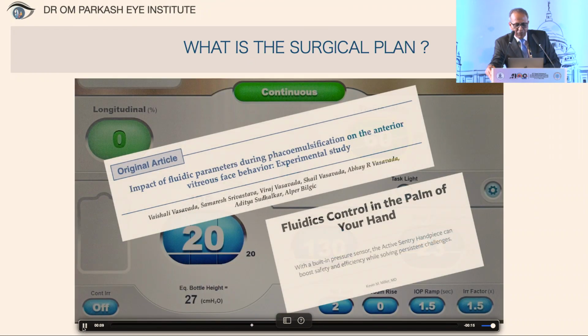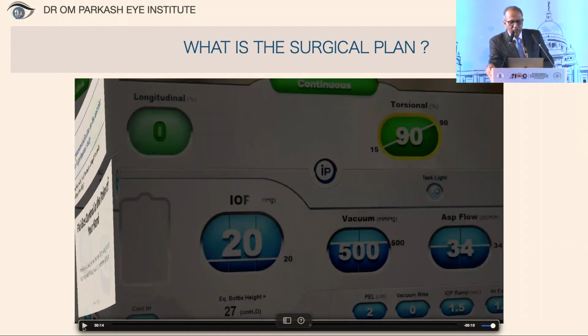Next is fluidics. The fluid control in the palm, what do you mean by that? It means you should have active fluidics, because with active fluidics, it is not a reactionary one as it is in a gravitational one. And at low fluidics, it really doesn't work. But I do not have by any means any financial interest whatsoever.